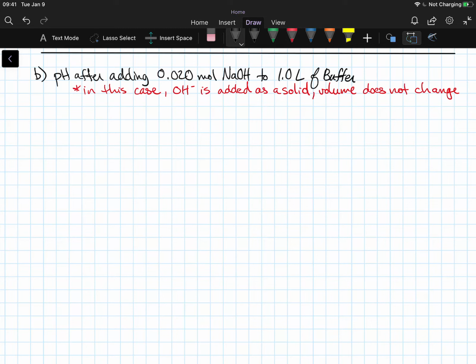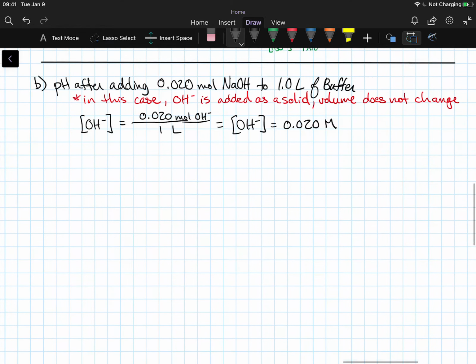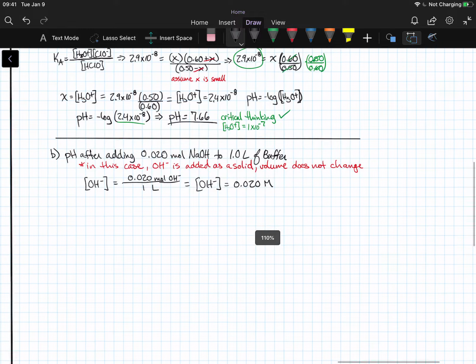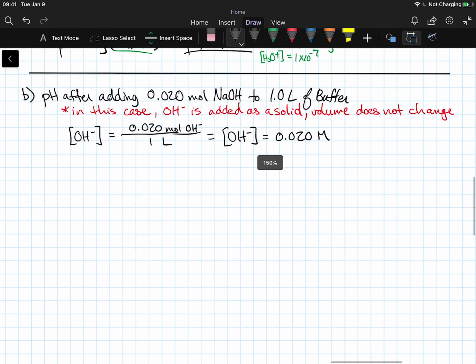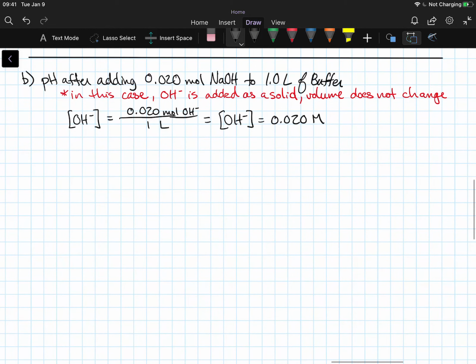That means we can just work in molarity still and calculate the concentration of the hydroxide. That's simply the moles per liter. So we have 0.020 moles of the hydroxide over 1 liter. So the concentration of hydroxide is 0.020 molar. Now this is the part where we're adding a strong component to our buffer.